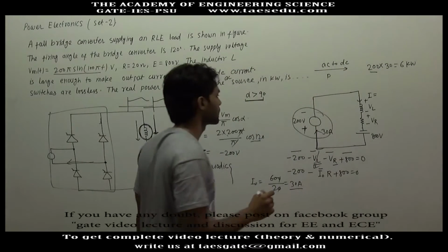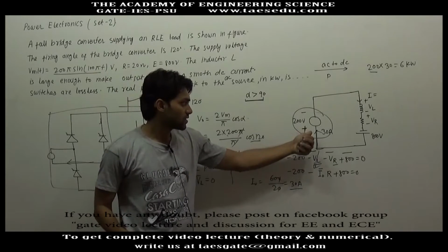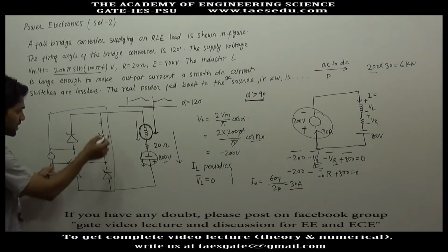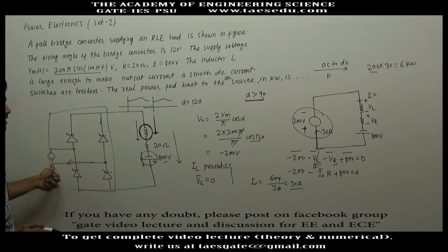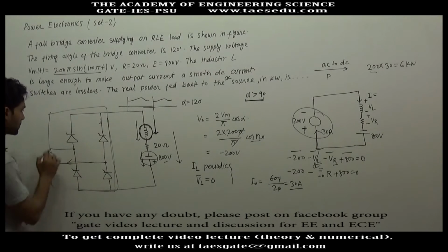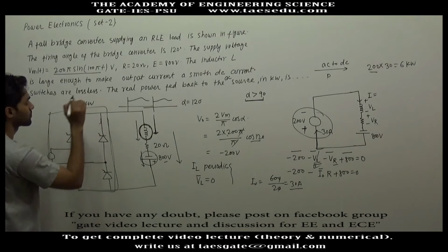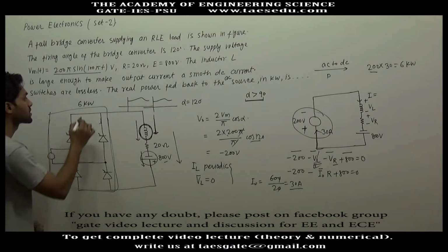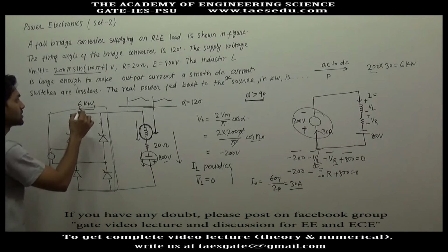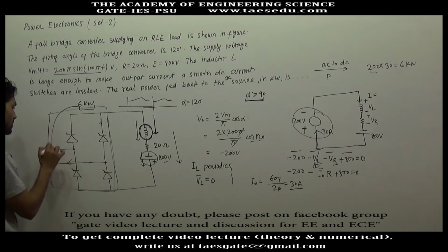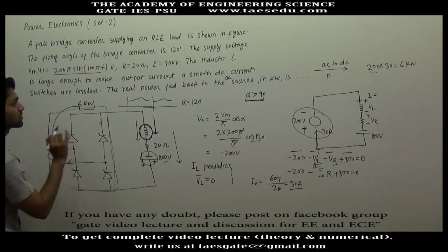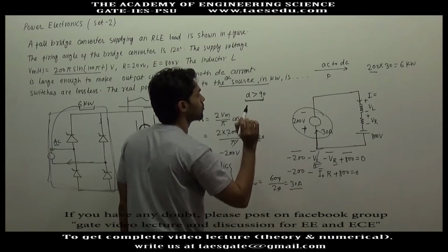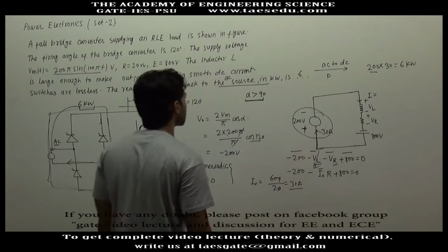And what is this source? I have connected this source of average voltage instead of this AC source and switches, and this combination takes 6 kilowatt, but switches are lossless. So where will this 6 kilowatt power go? This 6 kilowatt power will be absorbed by this AC source. So this will be our answer. The real power fed back to the AC source in kilowatt is 6.